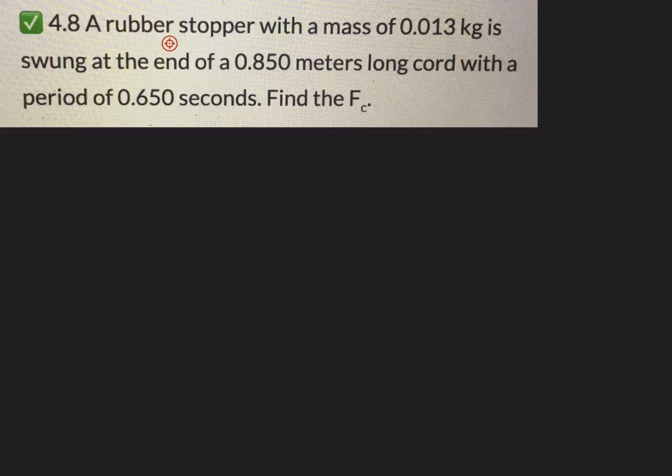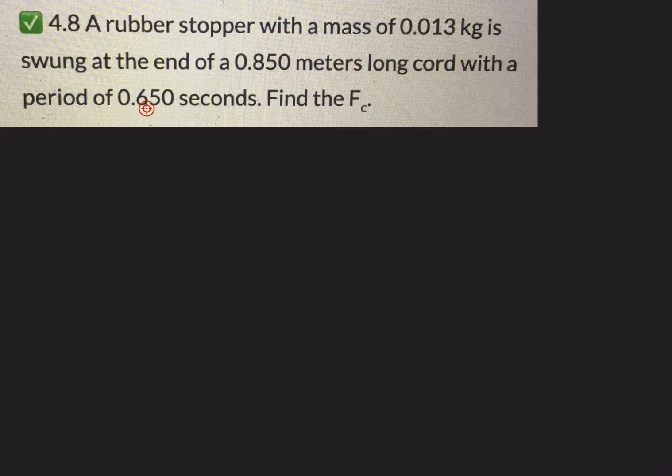Okay, 4.8. There's a rubber stopper with a mass of 0.013 kilograms, and we're going to swing it around in a circle above our head. It's at the end of a 0.850 meter long cord. That is actually the radius, because that cord will be going from your hand out to the rubber stopper. So that'd be the radius of the circle that you're spinning it around.